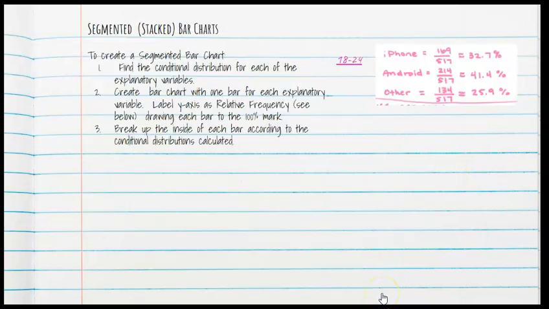Okay, so the way we display categorical data like this is called a segmented bar chart, or maybe you could call it a stacked bar chart, but usually segmented is what we say. So to create a segmented bar chart, we find the conditional distribution for each of the explanatory variables.